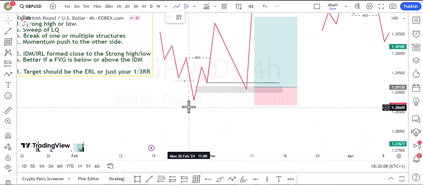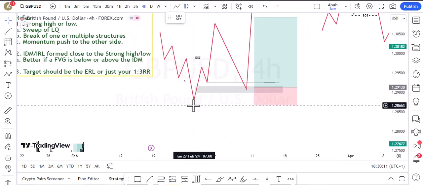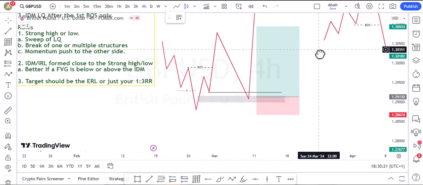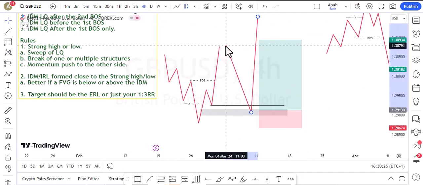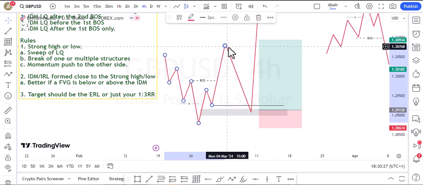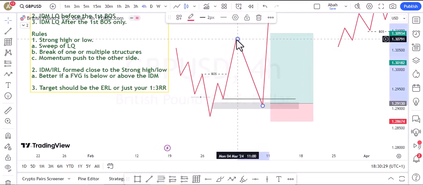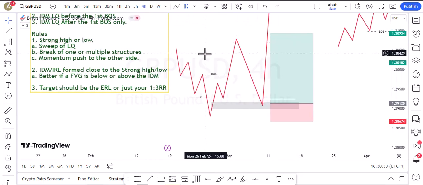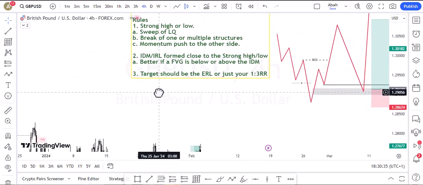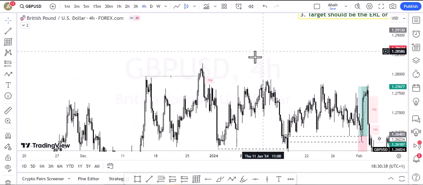Look at it. They're still following the same rules. Rule 1 has to be fulfilled, which is the sweep of liquidity, a break of structure, and momentum. Rule 2 has to be fulfilled, an inducement, better if there's a fair value gap. And rule 3, you get what I'm trying to say? Rule 3 needs to happen, just that price needs to go in that particular direction to give you a target. If it happens and then there's no target, then the basis of the setup is wrong. Then there's nothing for you to trade there.